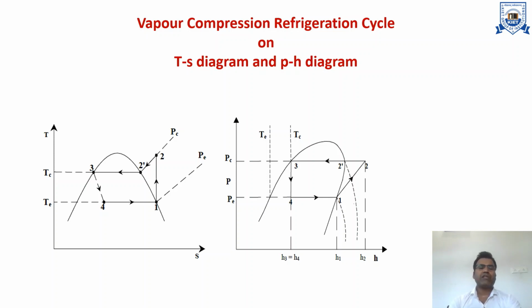Process 2 to 3 is the isobaric heat rejection process in the condenser. For 3 to 4, the enthalpy is constant, so it is known as an isenthalpic process, and the pressure goes down due to expansion. So 3 to 4 is the isenthalpic expansion process. And 4 to 1 is in the evaporator, where the pressure is constant and heat is extracted or absorbed. So it is known as the isobaric heat absorption process for the P-H and T-S diagrams respectively.